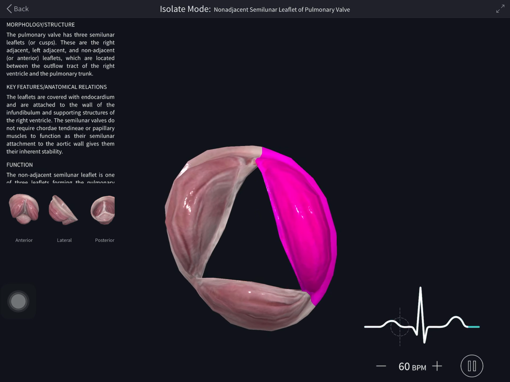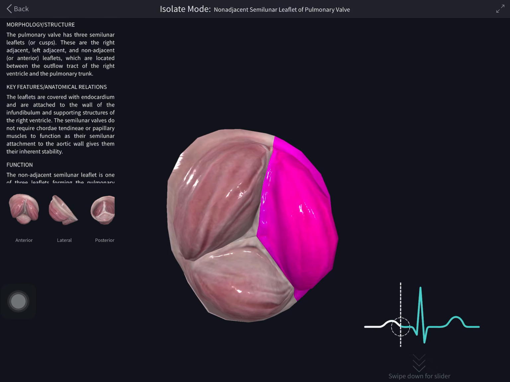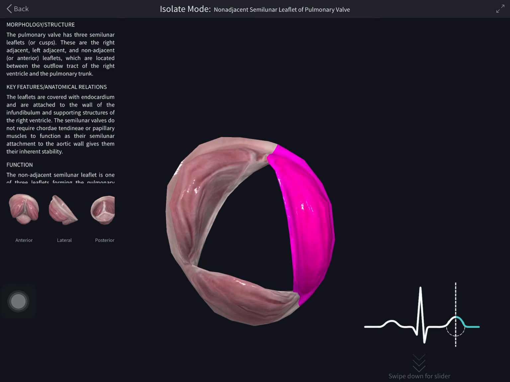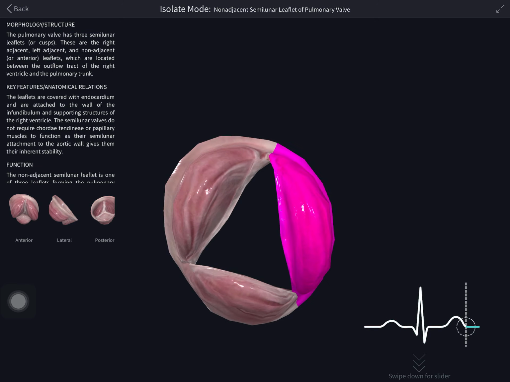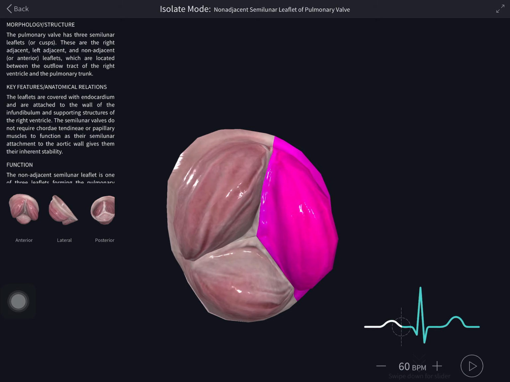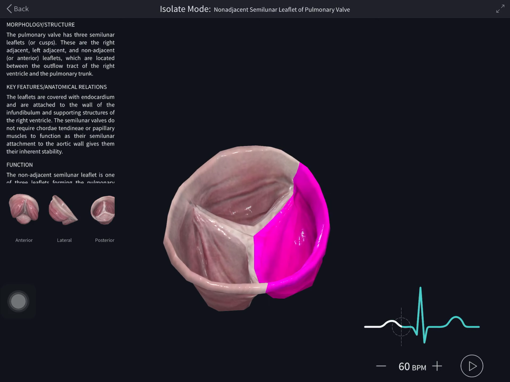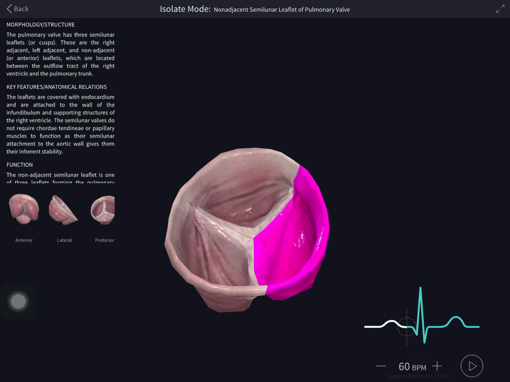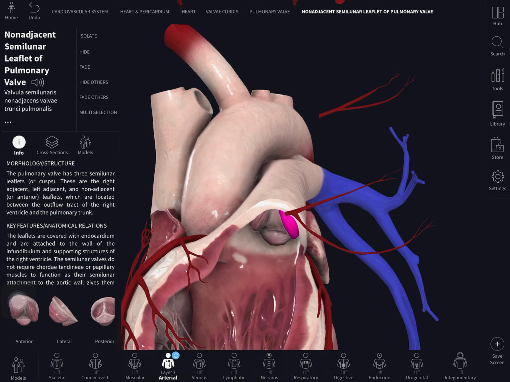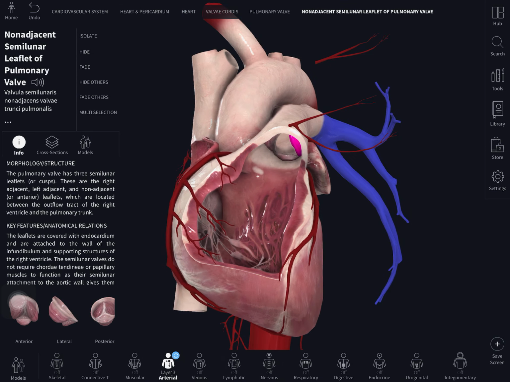So what happens when the right ventricle is contracting? It opens like this, and then when the right ventricle dilates, it closes like this. It opens like this, allowing the blood to pass through, and closes like this. From the superior aspect, if you see, this is how it opens and it closes. So this is a semilunar valve.